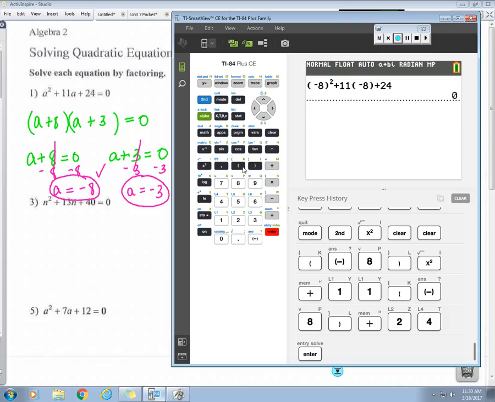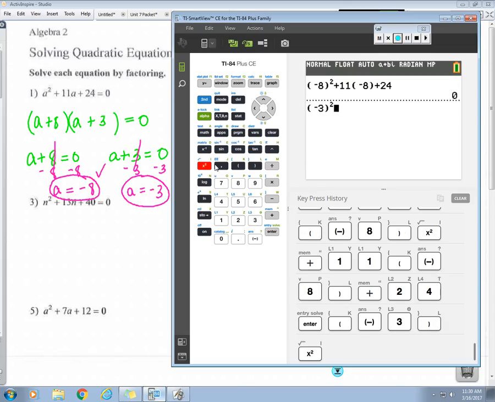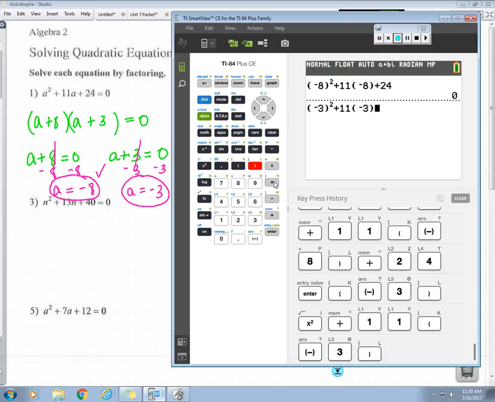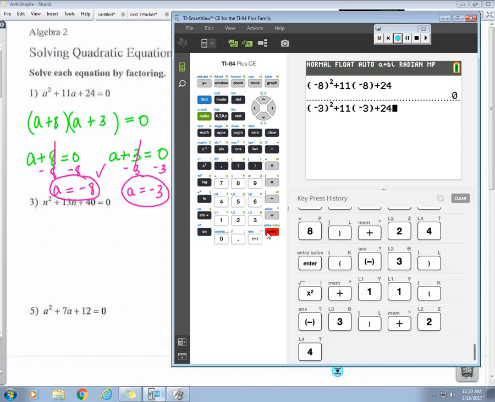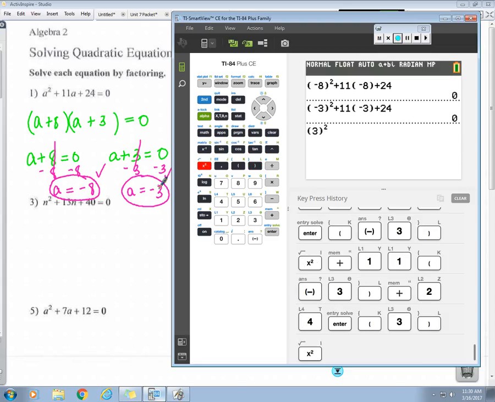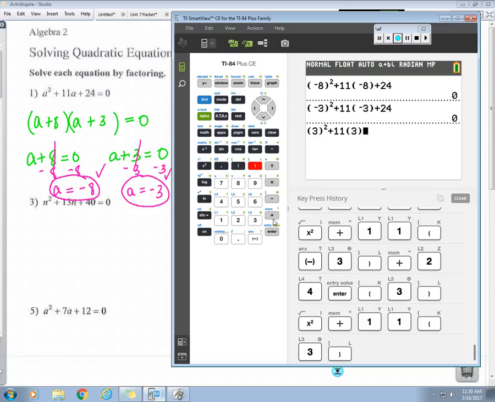Now I can do it again with my second solution. Negative 3, parentheses squared, plus 11 times negative 3 plus 24. I get 0. Those are the only two numbers that when typed in would produce 0. If I had typed in any other number, even just a positive 3, say that I messed up and wrote a positive 3 right here, and then I type it in all of the a places, watch what happens.